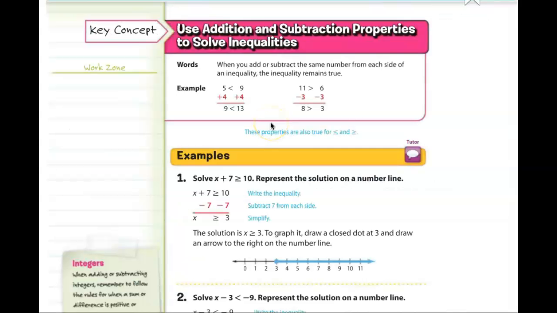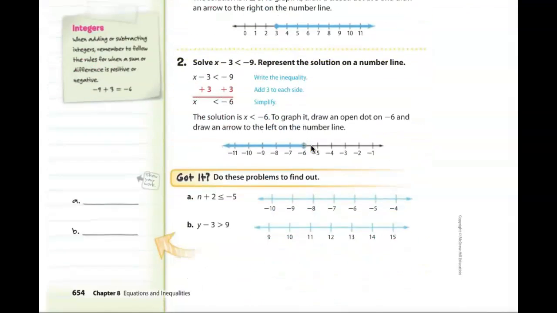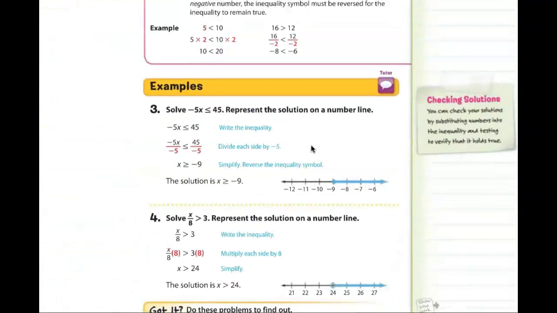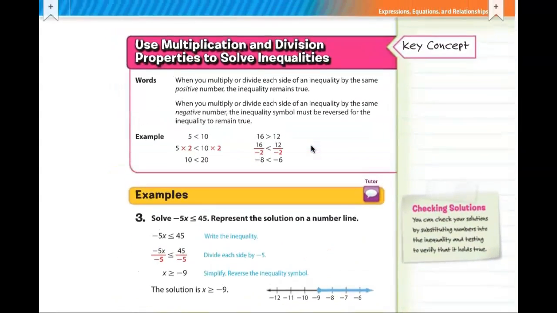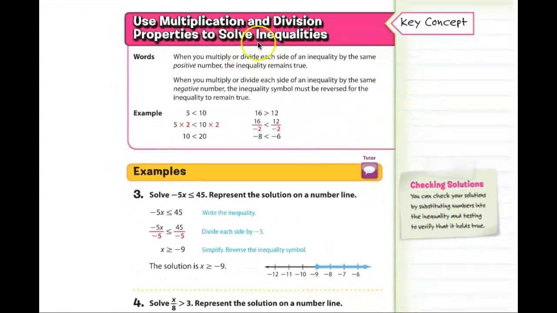So in your textbook on page 654, and you can discover this either by using the index or the table of contents, you'll find more examples and rules for following the addition and subtraction properties to solve inequalities. So you can open your textbook and read through that. I wanted to highlight, though, the multiplication and division properties of inequalities because there is a major difference.